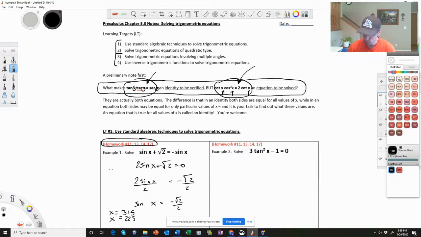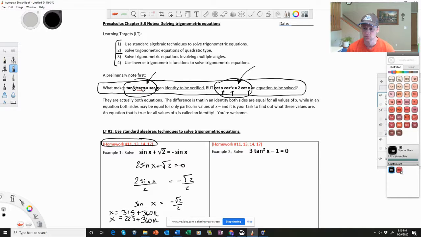So my answer is going to be, sure, x can equal 315, but x could equal 315 plus 360 plus 360 plus 360 plus 360. In other words, plus 360n for any integer value of n. And the same thing is true for 225. 225 degrees plus 360 degrees over and over and over and over again for any integer value of n.